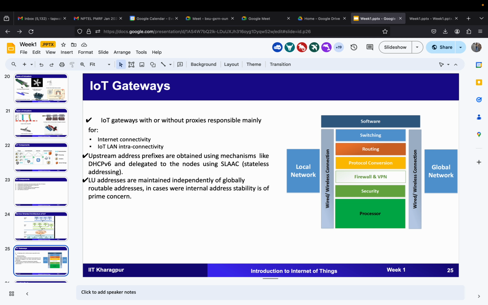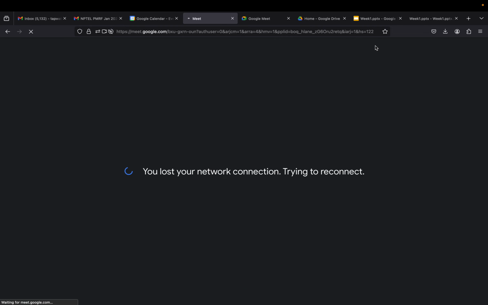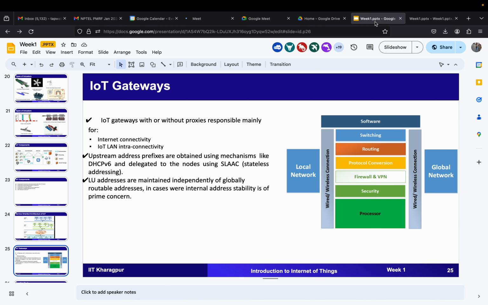Then the next topic is IoT gateways. IoT gateways with or without proxies are responsible for internet connectivity and IoT LAN intraconnectivity. Upstream address prefixes are obtained using mechanisms like DHCPv6 and delegated to the nodes using SLAAC. LU addresses are maintained independently of globally routable addresses in cases where internal address stability is a prime concern.